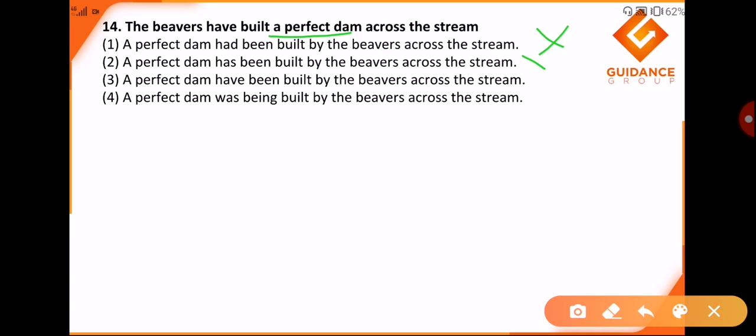Have will not come because have comes when I have a plural noun. A perfect dam means it is only one dam, hence it cannot be plural, hence the third is wrong. A perfect dam was changes to past tense, hence I would say option number 2. A perfect dam has been built by the beavers across the stream. Have will change to has because they both indicate present tense, and a perfect dam is a singular noun, hence it will be followed by a singular verb.